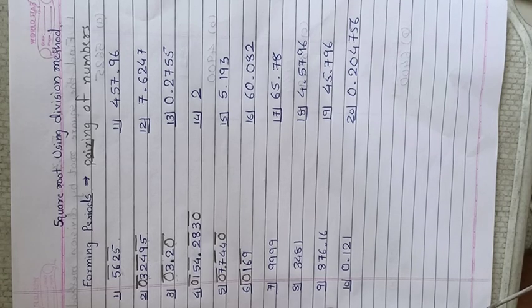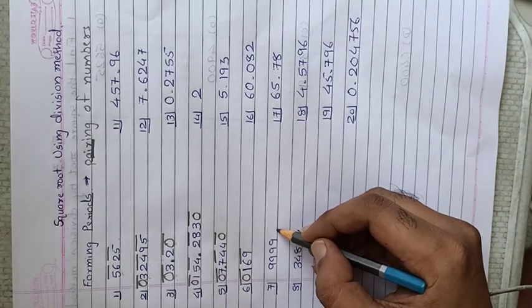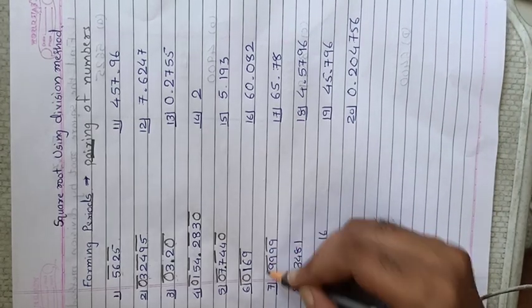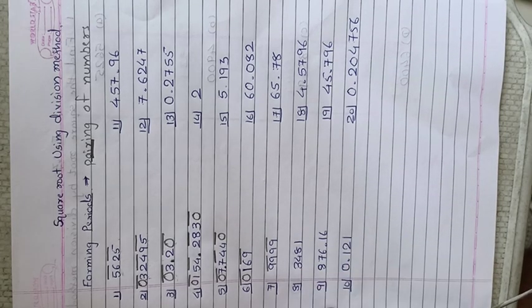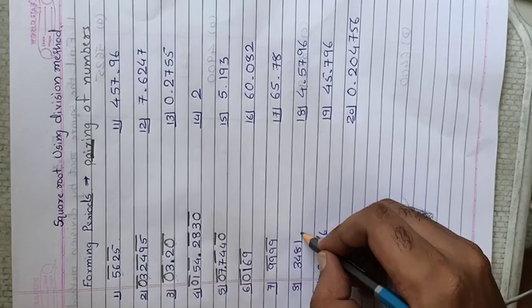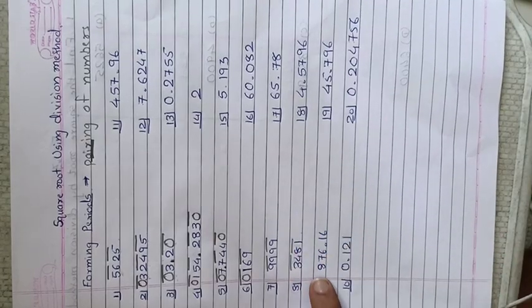The next, 9999. Where is the decimal point? At the end, because it is not there. So from the last. Are you getting it? 99, 99. Again 3481. Again the decimal point is not there, so it will be at the last. So 34 and 81.